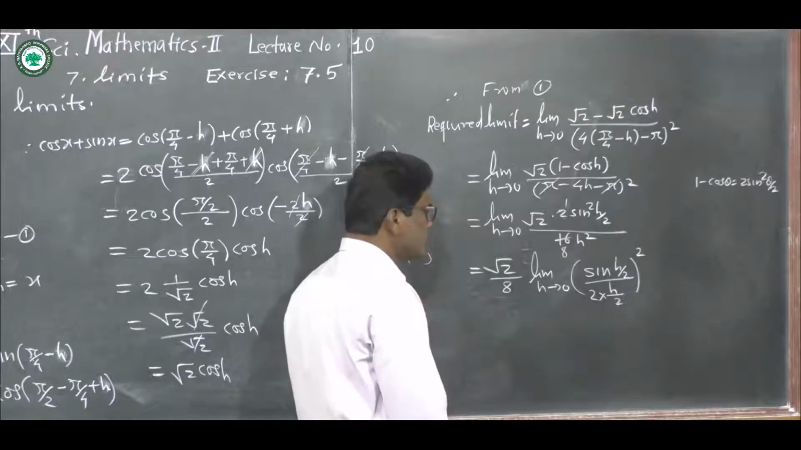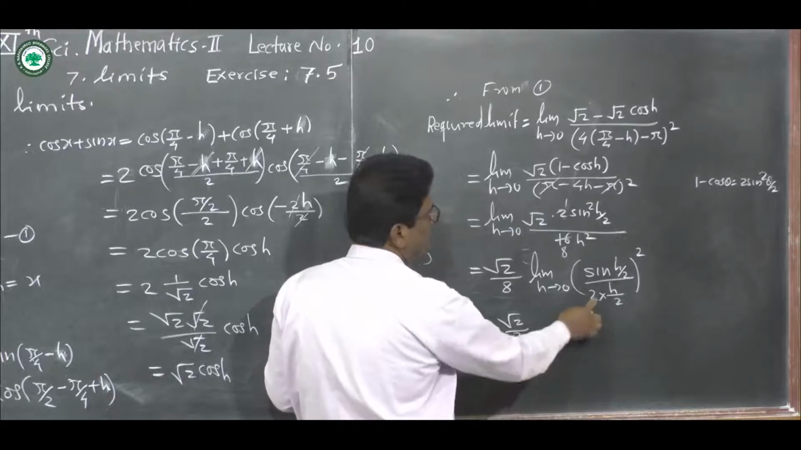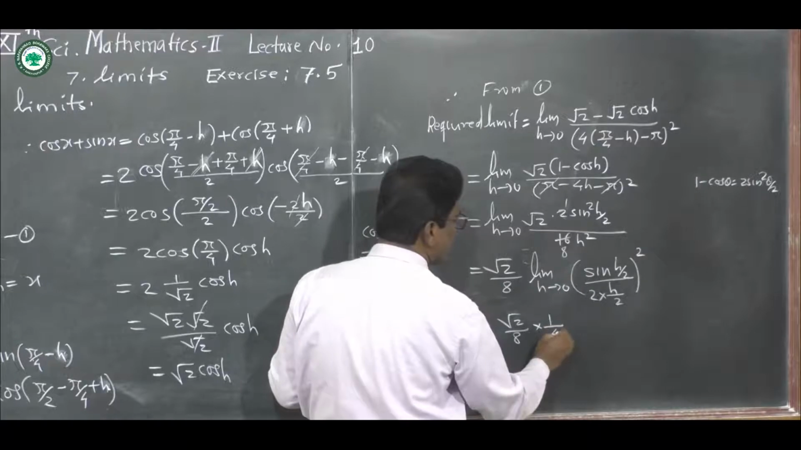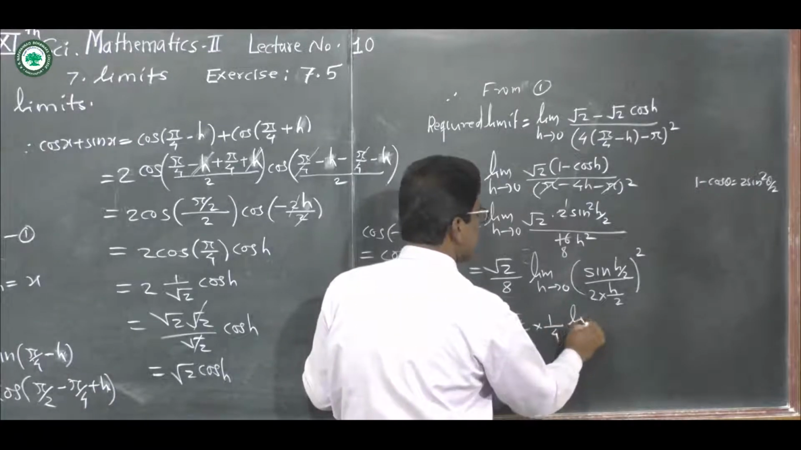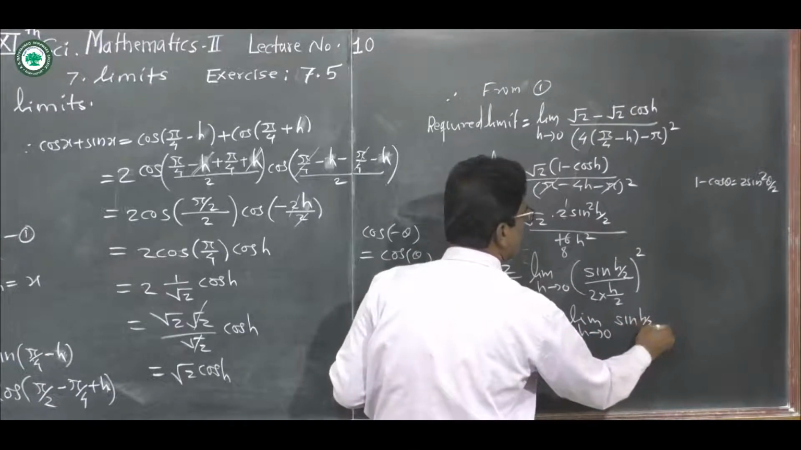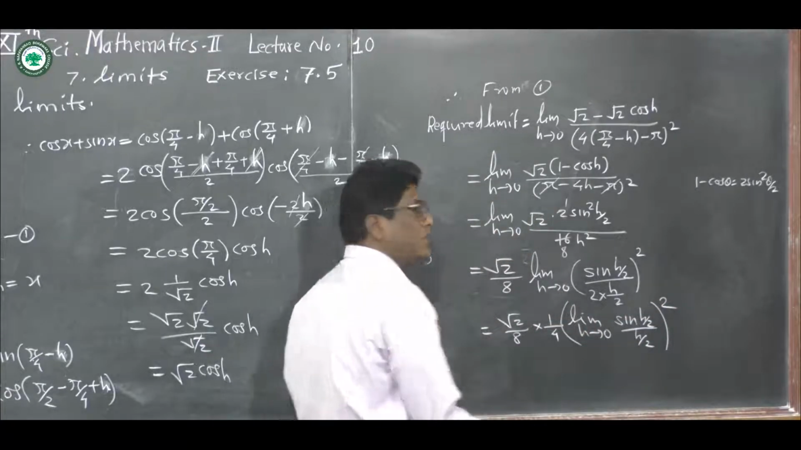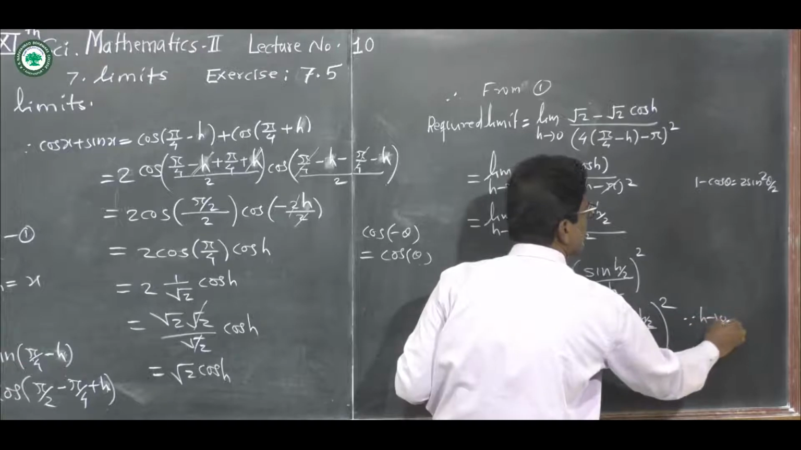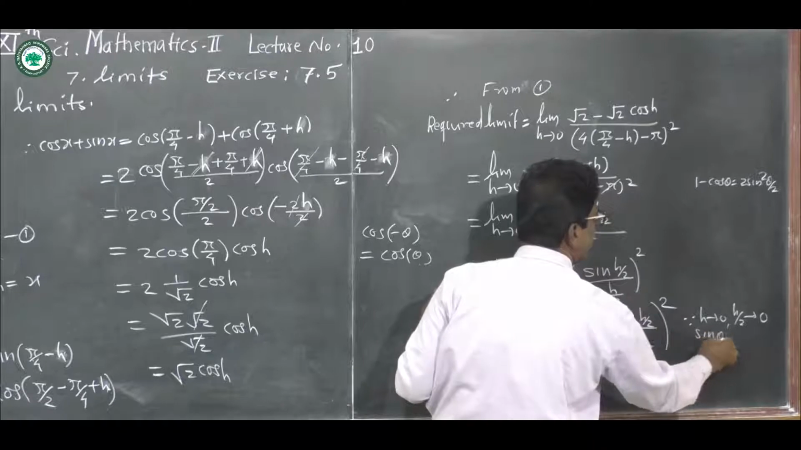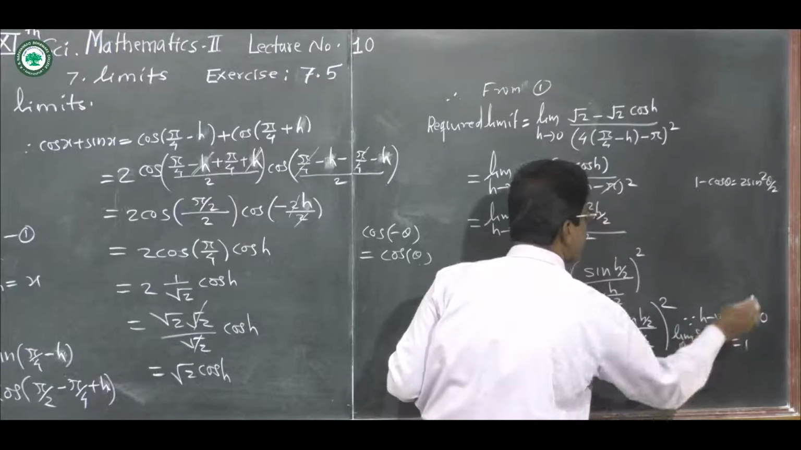Okay. So it is equal to root 2 divided by 8 into this 2 and its square, so 1 upon 4, and limit as h tends to 0, sine of h by 2 upon h by 2, bracket square. Now the value of this is 1 because since h tends to 0, h by 2 tends to 0, and using the formula sine theta divided by theta as theta tends to 0 is equal to 1. We know this.